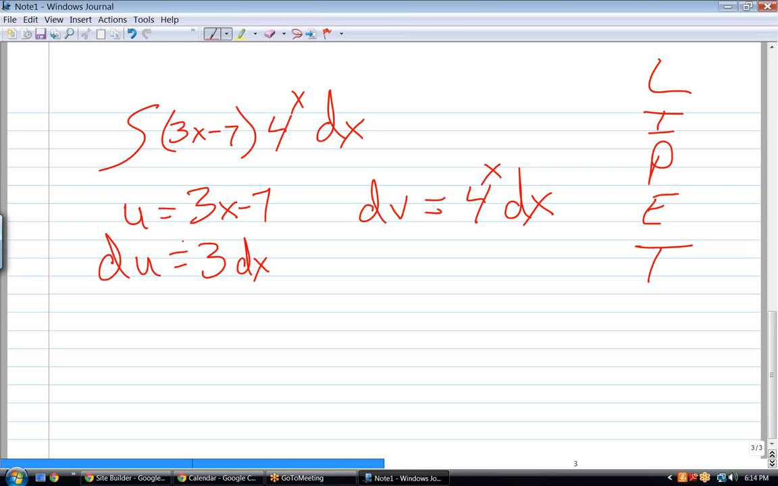Yeah, you can skip that step. Once you get comfortable with doing this, you don't need to write du dx as 3. You can go straight to du as 3 dx, just like I don't need to rewrite this as dv dx is equal to 4 to the x. Let's just integrate it. What I'm really doing is taking the integral of both sides. If I take the integral of just dv, I get v. And what is the integral of 4 to the x?